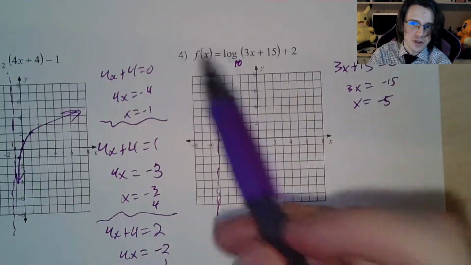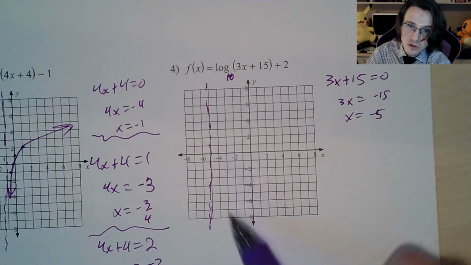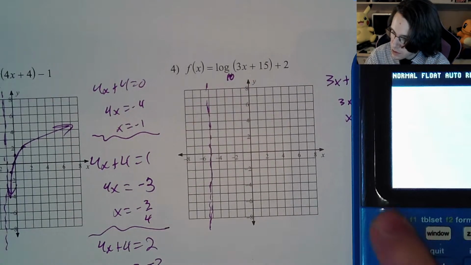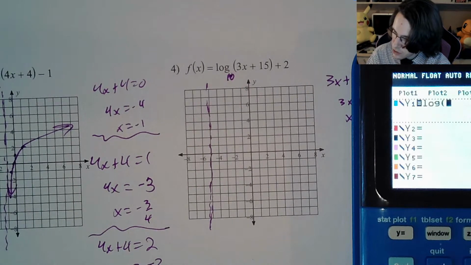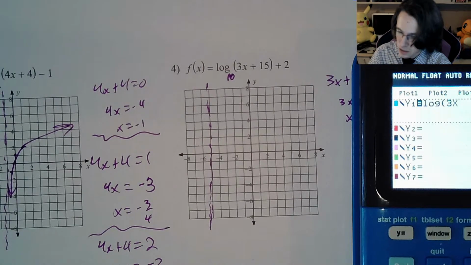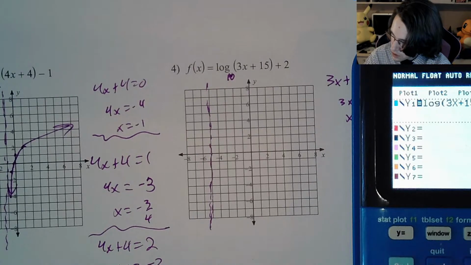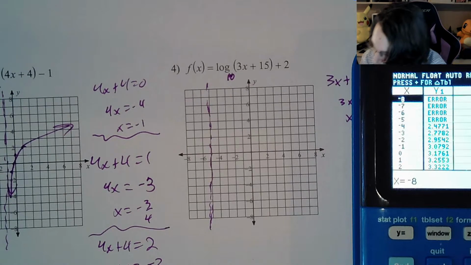And just to prove that you don't need to be doing anything else, you do need to do this by hand, but the rest of it, just calculator it up. So going over here, clear that off. We can go log 3x plus 15 plus 2. Get the graph going, couple of coordinates.